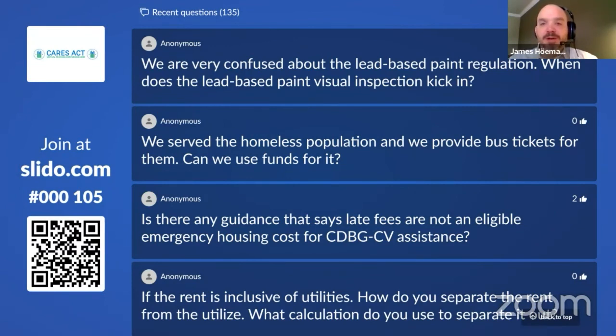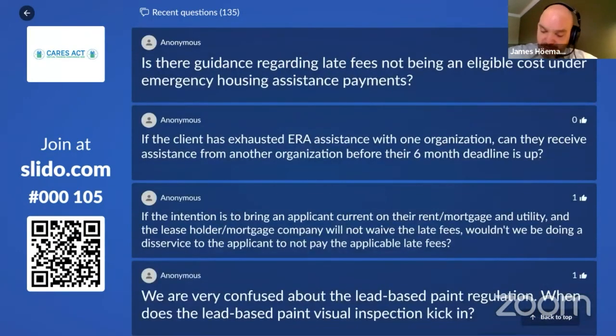We're confused about the lead-based paint regulation. When does the lead-based paint visual inspection kick in? It's 100 days. So that first 100 days, they consider a grace period. And by the time you get to that 100 days, you need to have that visual inspection come in. So if you're looking at CDBG assistance, the date of the assistance, or the date the first payment is made, is when the clock starts on that. So you can't go past 100 days and still assist them with CDBG until that visual inspection is done.